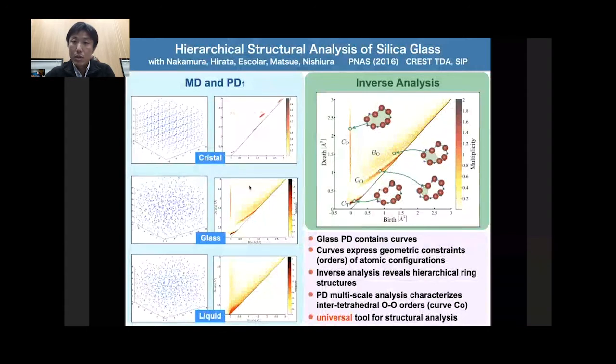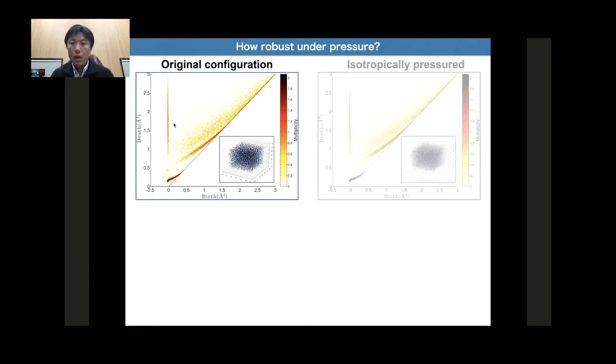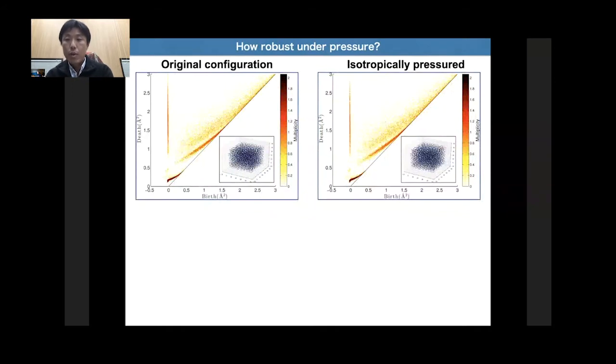And all right, so this is good. So now we understood the important geometric structures of the glass by using the persistence diagram. But our next interest is to understand the robustness of those geometric structures with respect to perturbations. So as I said, since these vertical generators are very important to characterize the geometric structures of the glass, our next interest is the robustness under the pressurization. It means that it will be directly relating to the rigidity of the materials, if we can say something about the robustness under pressure of these generators. So we try to understand such a problem mathematically.